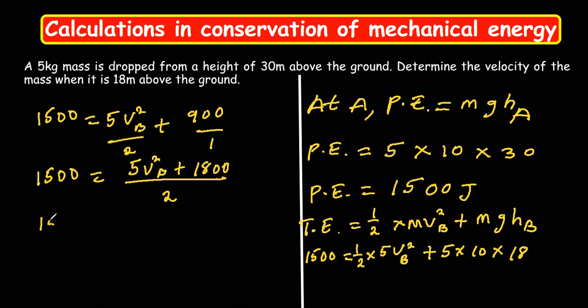Therefore, we should have 1,500 equal to, here you can cross multiply. So let's just cross multiply. This is over 1. We cross multiply without wasting much time. When we cross multiply, we should have 3,000. This will multiply this by this. So we have 3,000 equal to 5 V square plus 1,800.